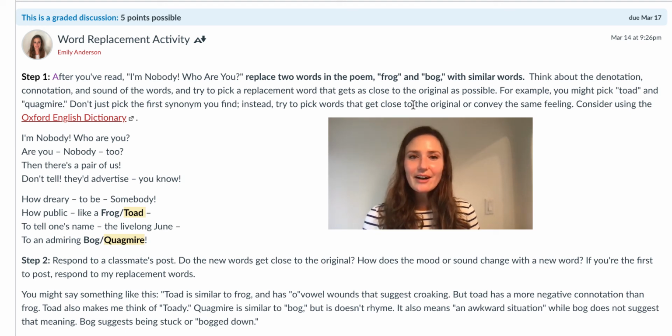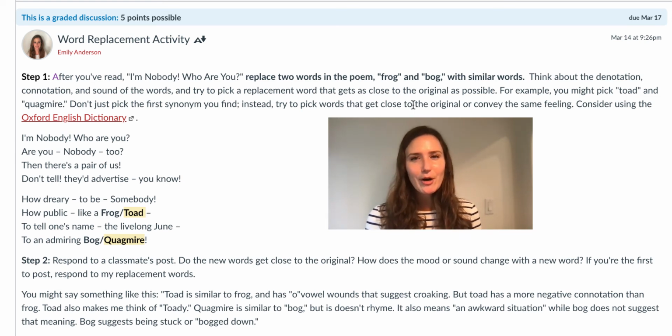Hi, let's talk about the word replacement activity for Emily Dickinson's poem, I Am Nobody, Who Are You? Now, I didn't used to be a huge fan of Emily Dickinson. I thought, what's with all the dashes? She seemed a little bit too abstract, and I just never felt like I really got her poetry.